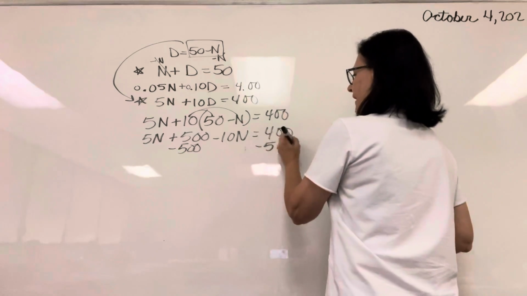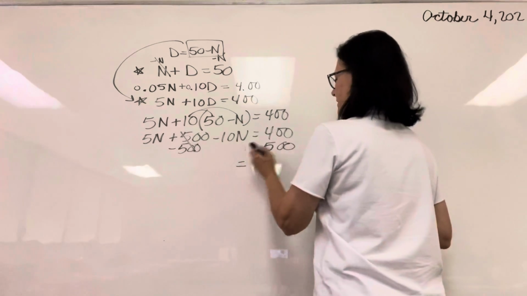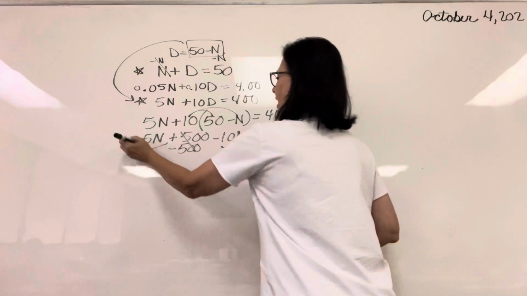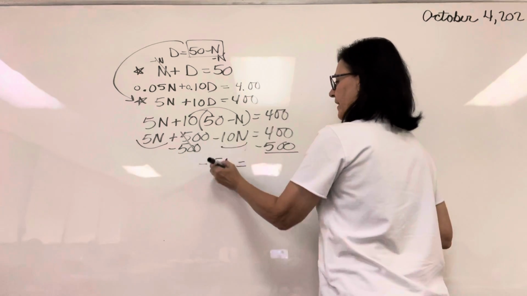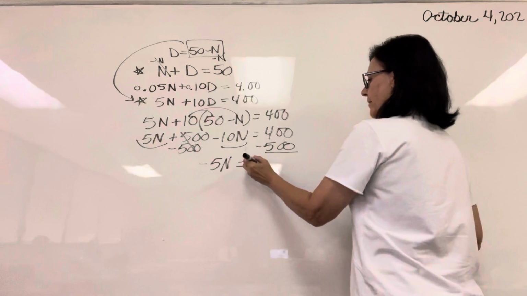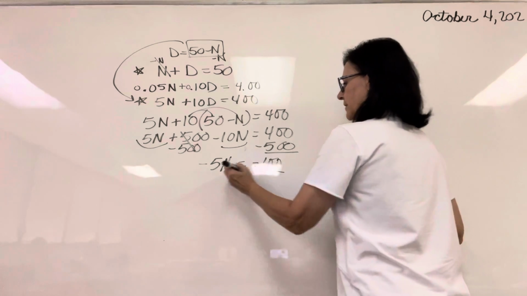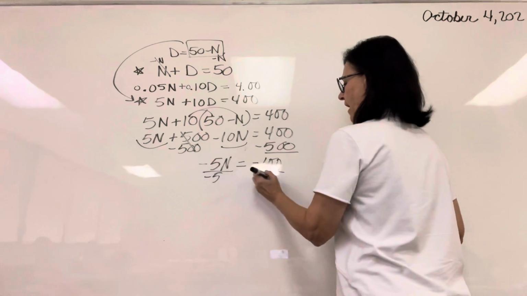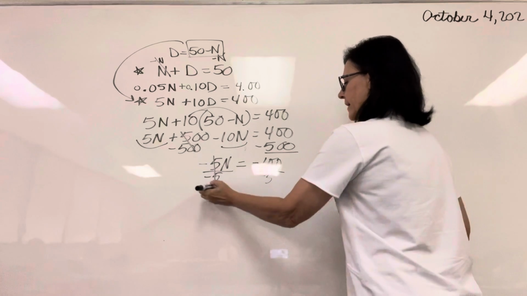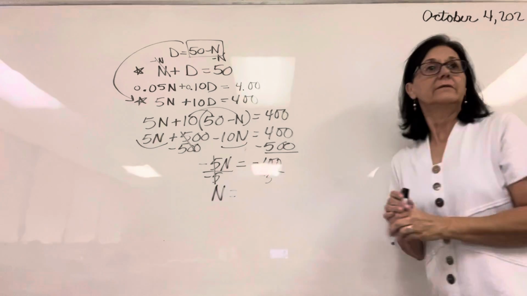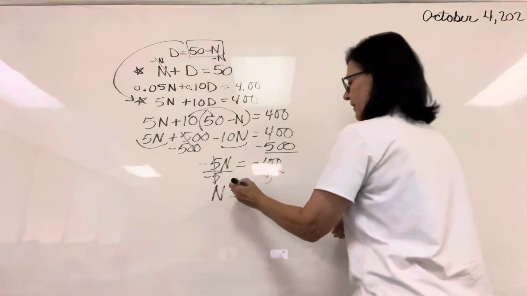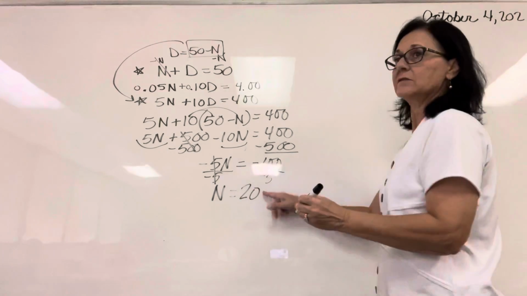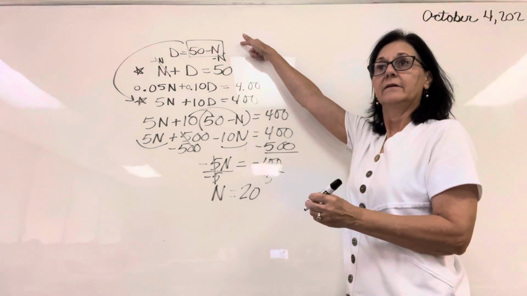Can you have a negative number of coins? No, good answer. Combine our like terms. On the left, we have negative 5n. On the right, we have negative 100. Divide both sides by negative 5. What is 100 divided by 5? How many nickels in a dollar? 20. Thank you. So if I have 20 nickels, then how many dimes do I have? How do you know?